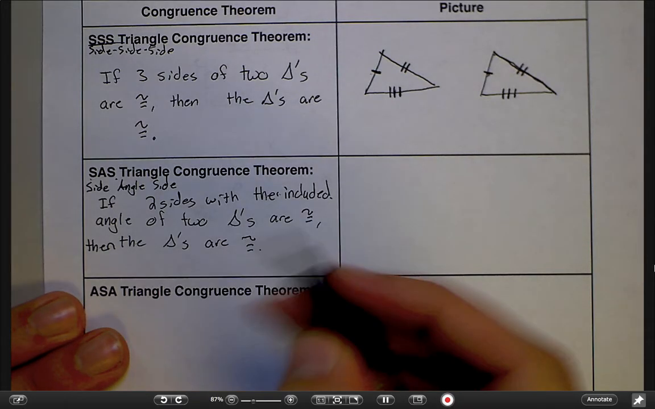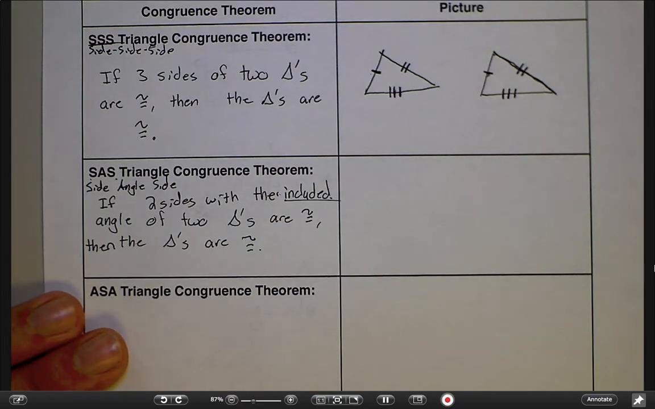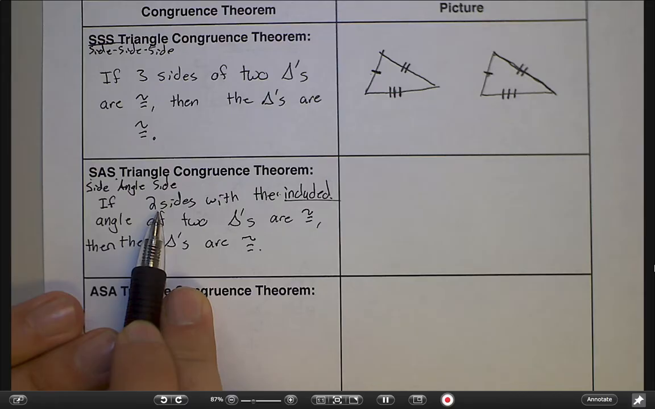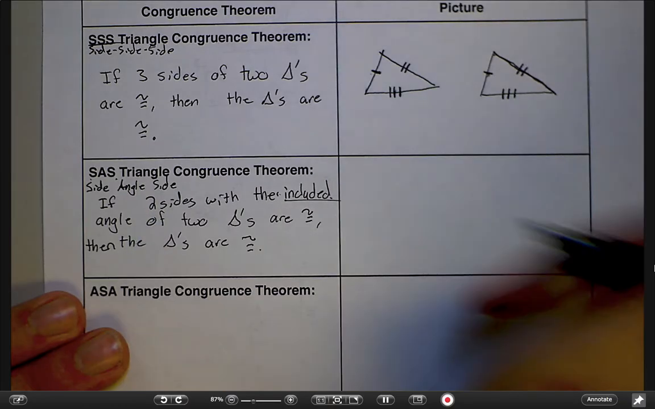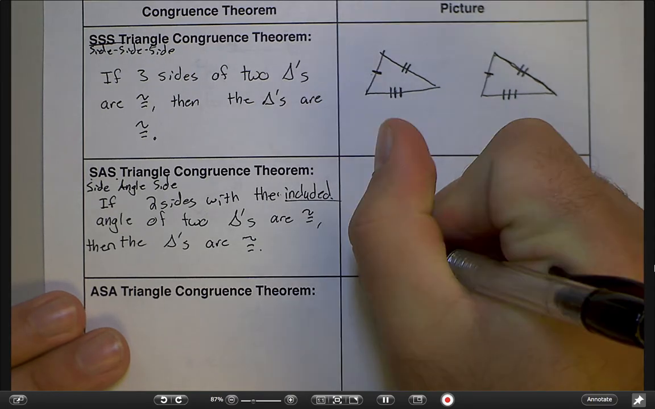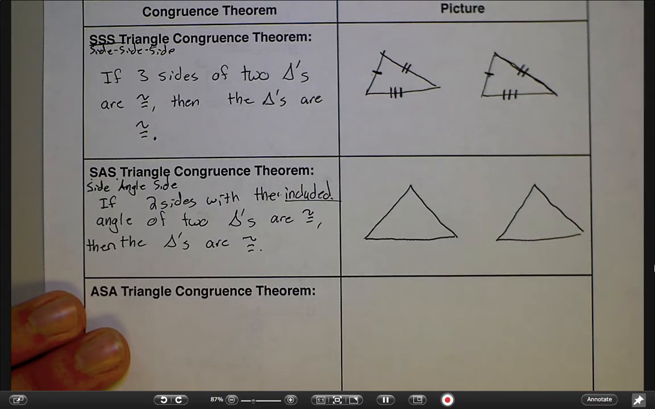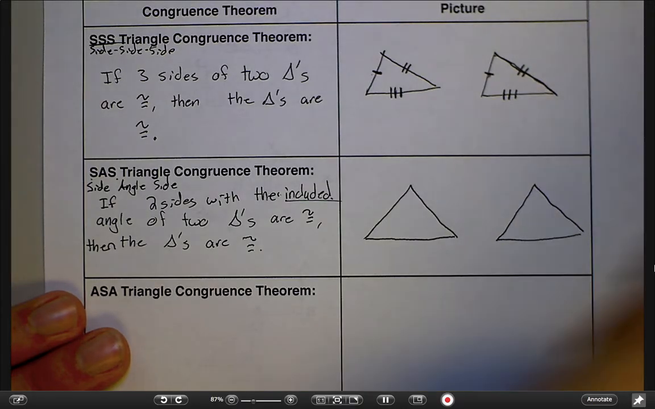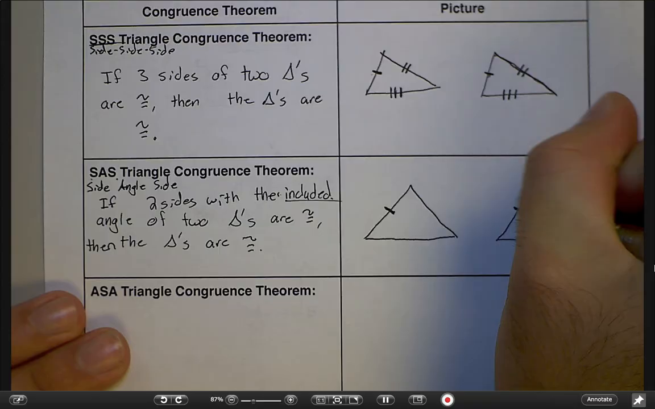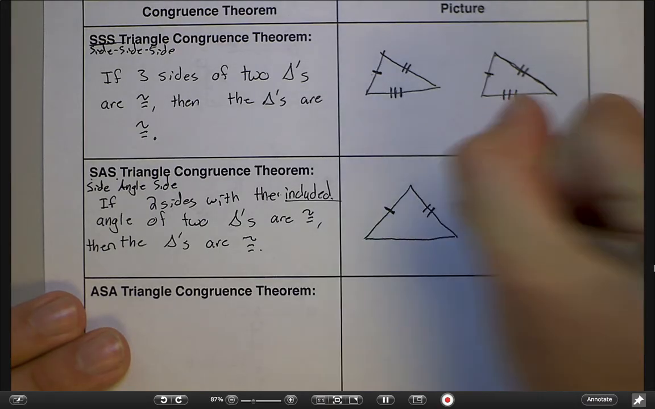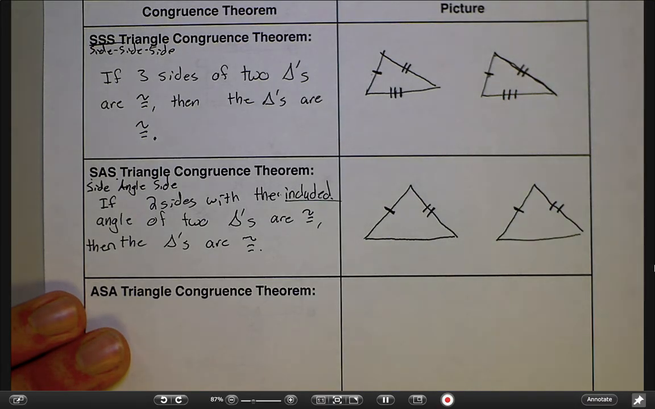Okay, so the real new word here is going to be included. So included is another word to kind of say in between. So if I'm talking about an included angle, that is the angle that's formed by the 2 sides that I'm talking about. So it's the angle in between 2 sides. That makes a little more sense if I start to draw a picture here. So I'm going to draw a slightly different triangle here, but again 2 relatively congruent triangles. Again, I'm going to start with my 2 pairs of congruent sides, is what I have here.